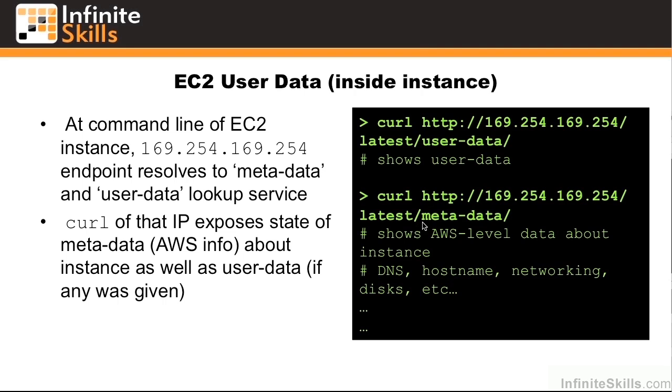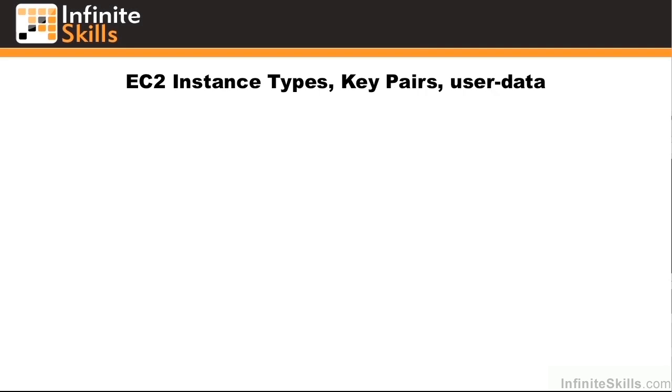You can also access metadata information. This is AWS level data about the instance, stuff such as the DNS, the hostname, the networking, disks, and so forth. When you get to the EC2 spinning up the first instance lab, I highly recommend you remember this slide and come back and curl these two endpoints.